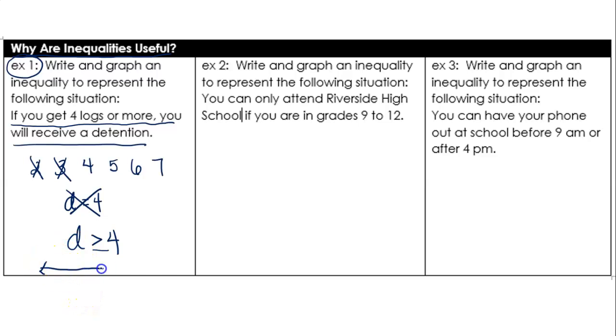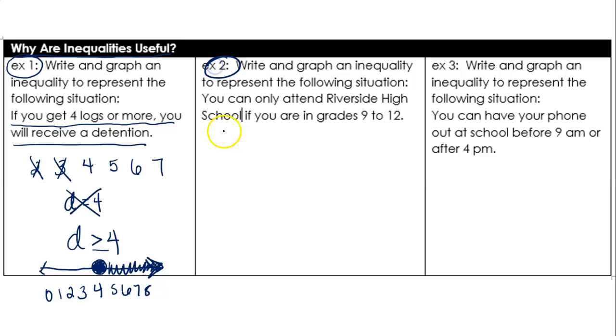To graph that, I'm going to make my number line. I'm going to put 4 on the number line. Since I'm including 4, if I get 4 logs, I get a detention. So I want to shade that in to show that I'm including 4. And I want to shade to the right to show that it's all the numbers that are greater than 4, 5, 6, 7, 8, and so on. I do not get detention when I have 3, 2, 1, or 0 logs, which is why this isn't shaded.